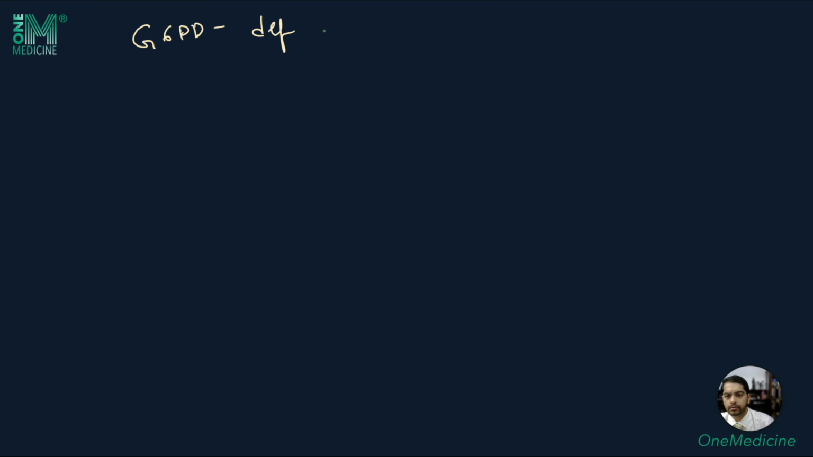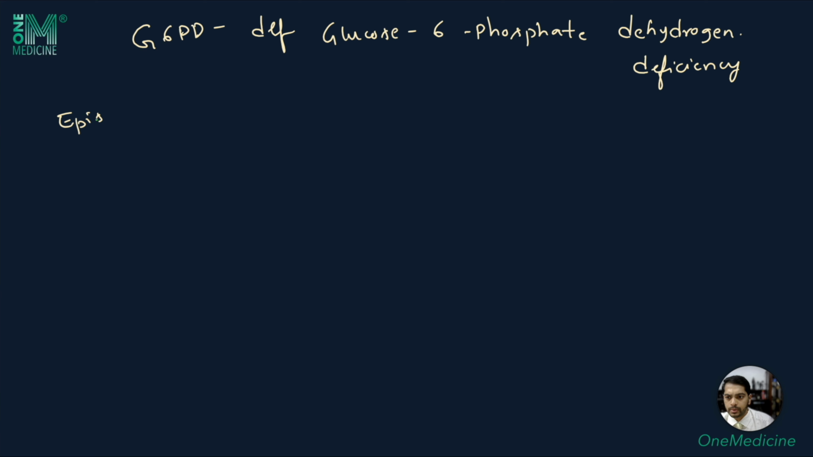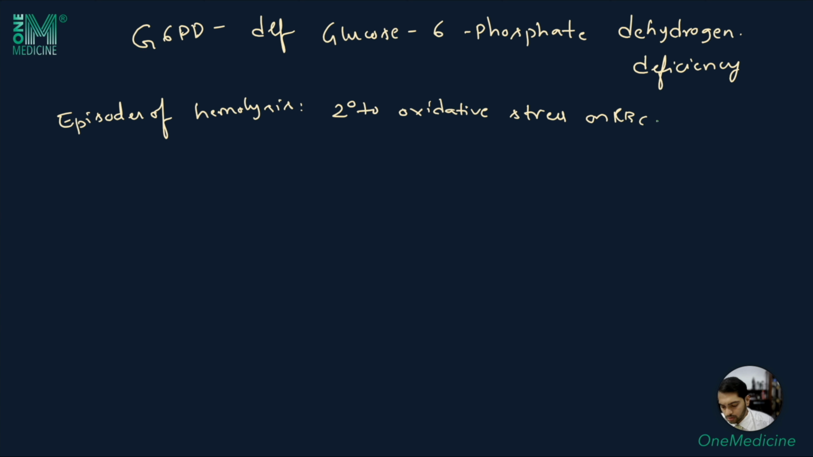G6PD deficiency, which is glucose 6-phosphate dehydrogenase deficiency. This can lead to episodes of hemolysis, usually secondary to oxidative stress on RBCs, and intake of certain drugs or medications can also lead to hemolysis in a patient with G6PD deficiency.